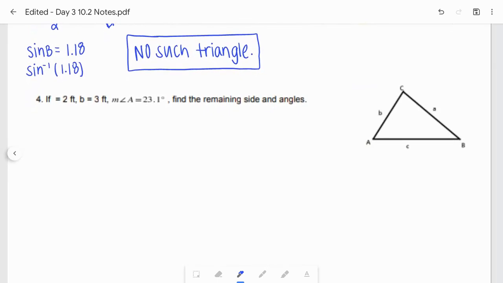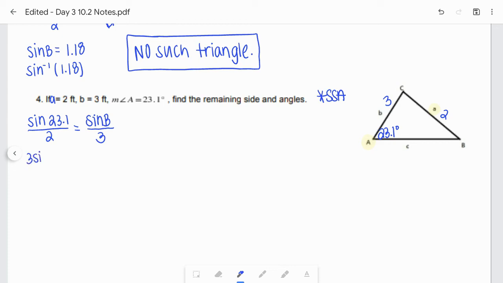In number 4, now we have, this is A. So A is 2 feet, B is 3 feet, and angle A is 23.1. So again, this is side-side-angle. So we're going to check for that ambiguous case, and we want to find the remaining side and angles. So once again, we've got angle A and side A. So we've got sine 23.1 over 2 is equal to sine B over 3.